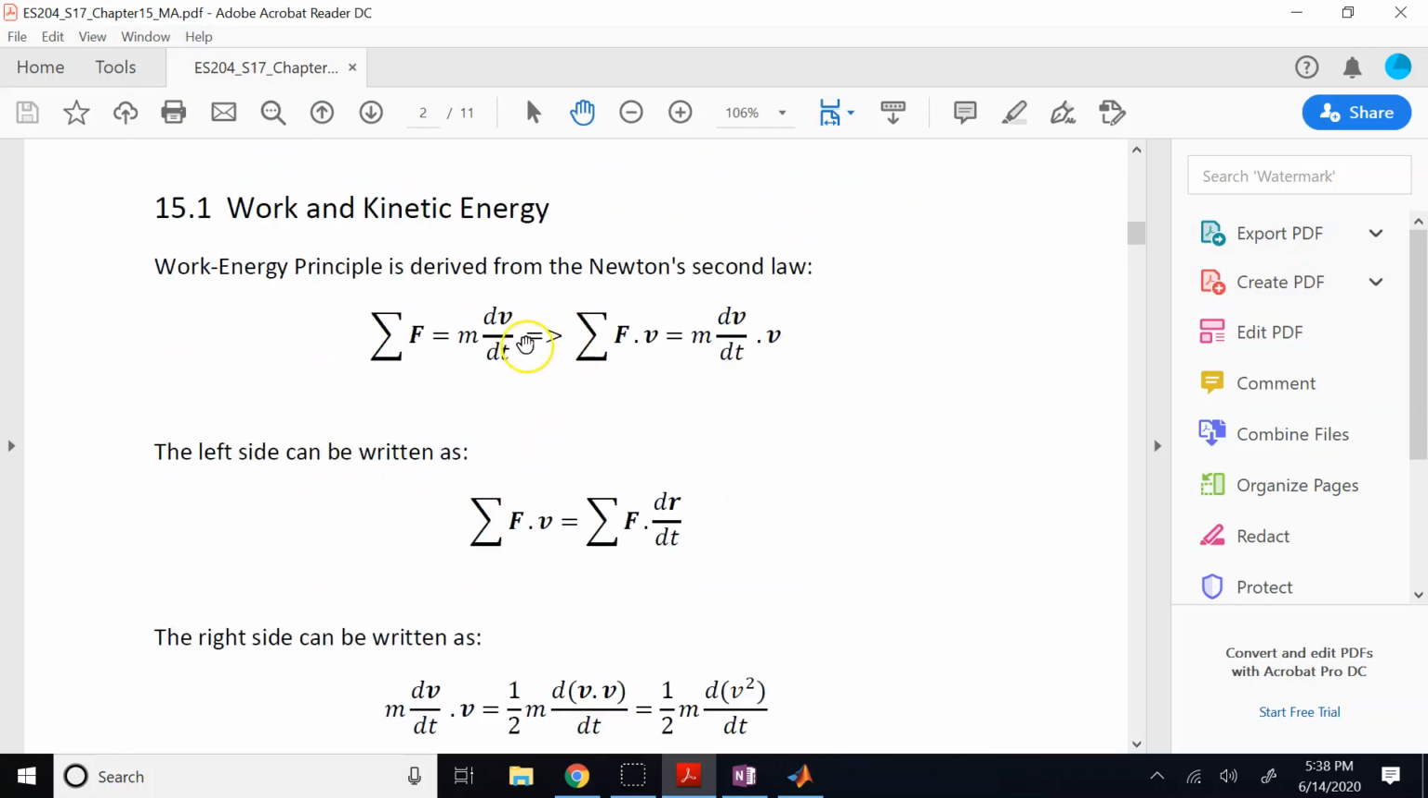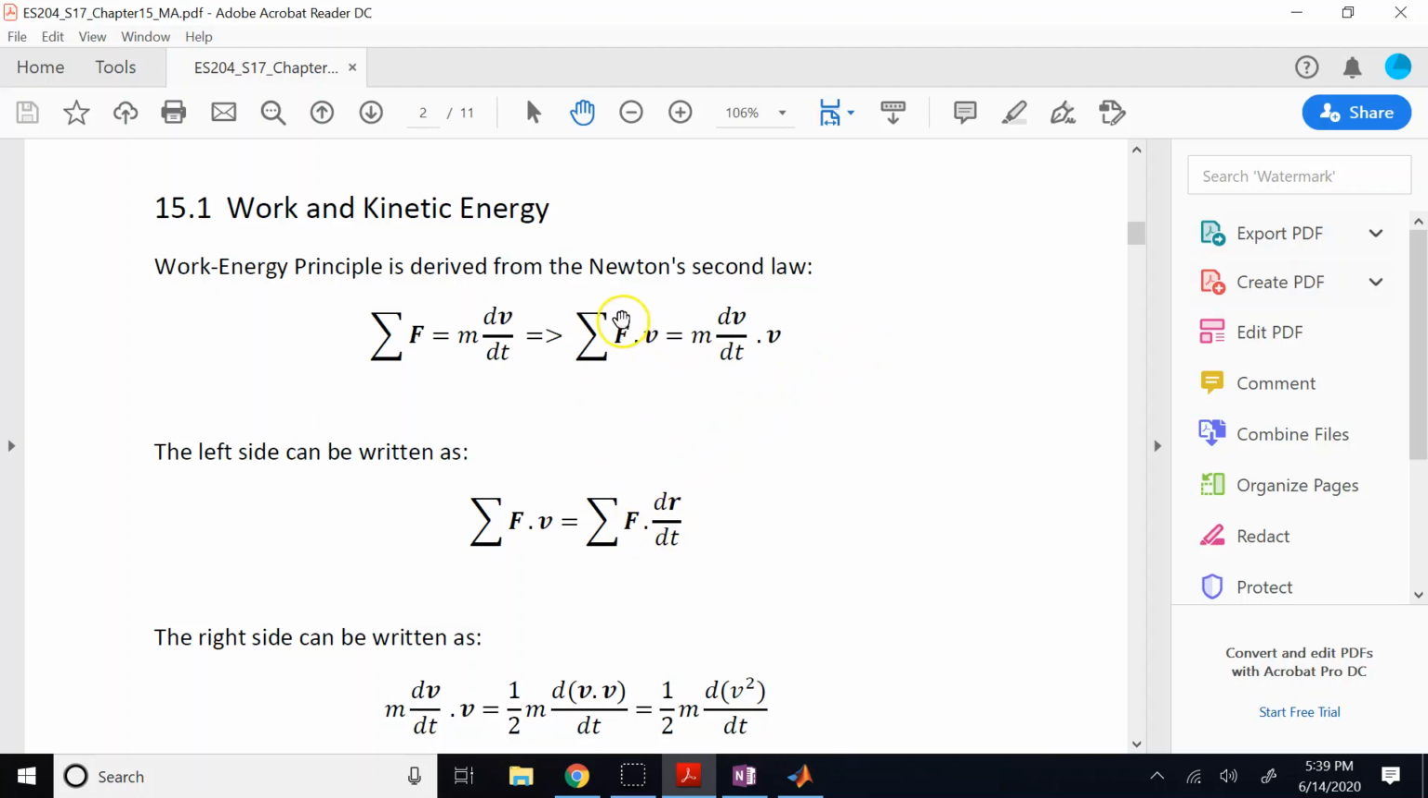So the way that we do it is, if we write the second law of Newton in the case that mass is constant with respect to time, the sum of the forces is equal to mass times acceleration, and we know acceleration is the time derivative of velocity. Then I would dot product both sides of this equality with velocity, so it's going to be sum F dot v is equal to m dv over dt dot v. Now we're going to simplify each side of this equation.